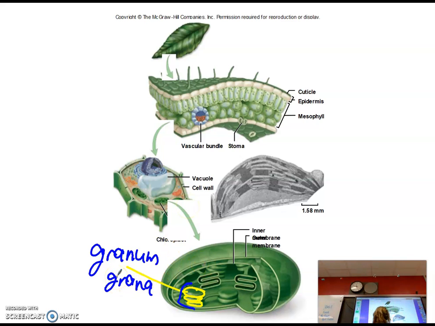So when we look at a stack of these coin-shaped structures, here's a stack, that's a granum, or we say a whole bunch of these stacks are the grana. Each one of these little coin-shaped things is called a thylakoid.